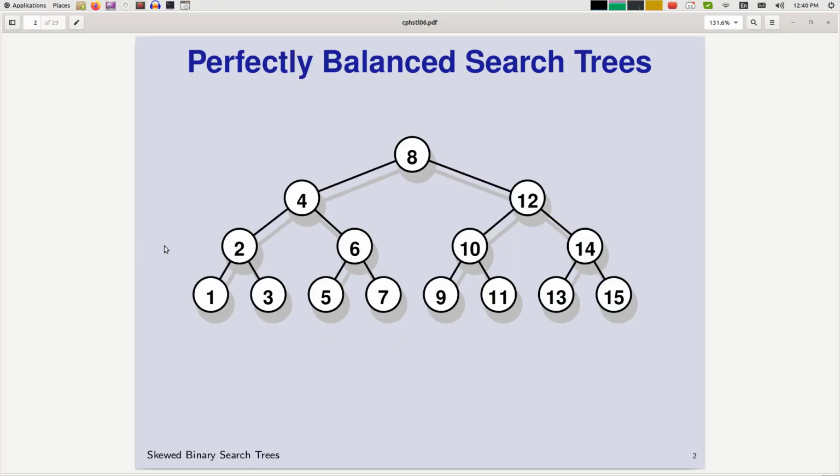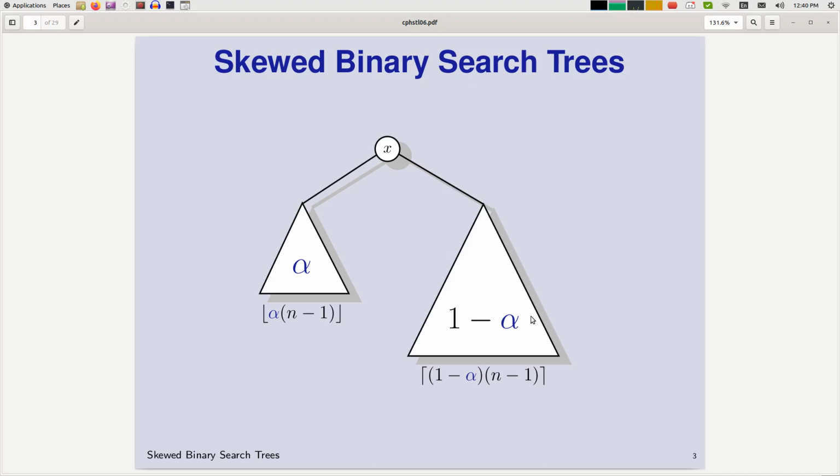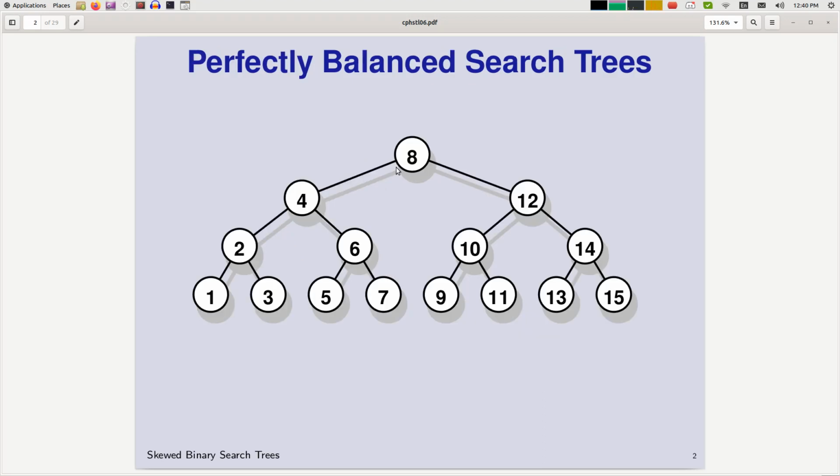Well, this is a perfectly balanced binary search tree. Essentially, every leaf has the same depth. And you can make a binary search tree skewed by not putting the middle element at the root. If I go back to this picture, I have 15 elements, and I put the middle value at the root, the smaller half to the left and the larger half to the right. But if I put some other number, let's say 12, at the root, then there will be more elements to the left and fewer elements to the right.